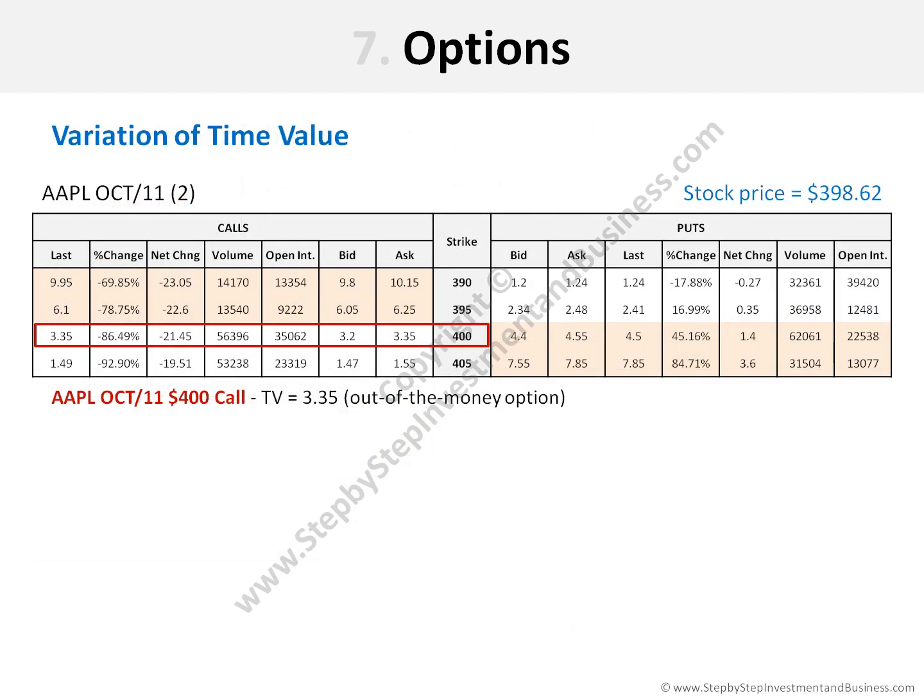Now let's see how the time value varies for different options contracts. Here we are seeing an option chain where we selected a call option with a strike price of $400 and expiration in October 2011. As it is an out-of-the-money option, the time value is entirely given by the premium, which is 3.35. It is the value indicated in the column of the last. Notice that this option has only 2 days before expiration. It is the number shown in brackets in the upper left-hand part of the table.